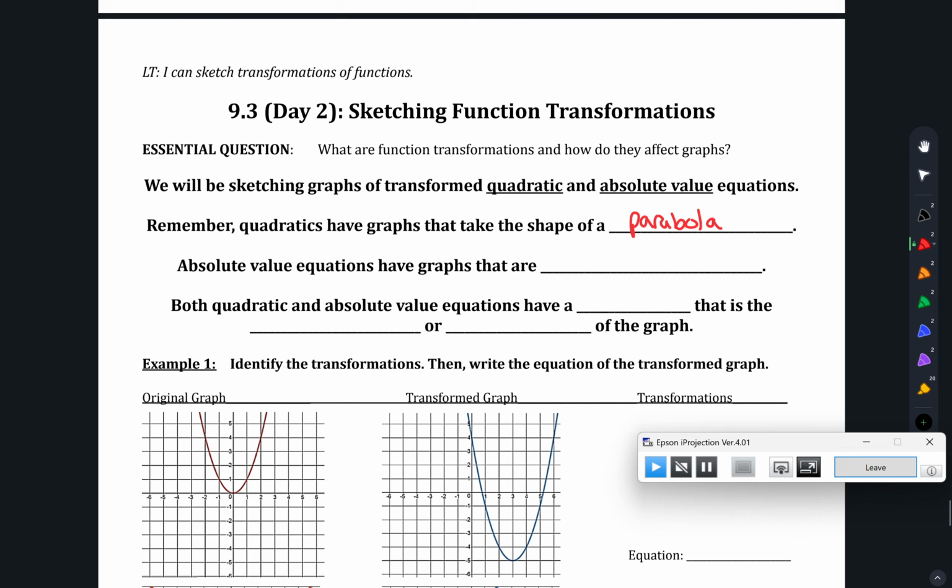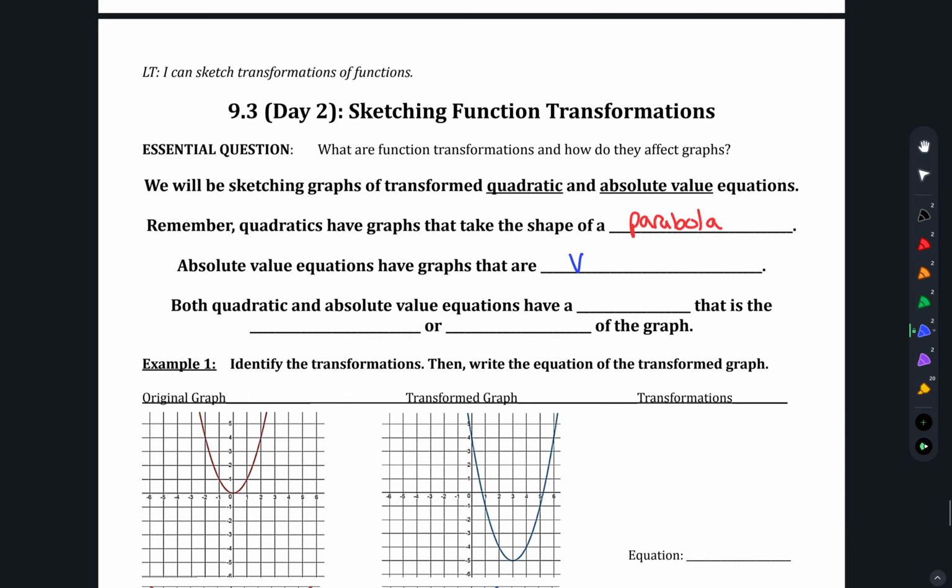And then absolute value equations have graphs that we call V-shaped. Both quadratic and absolute value equations have a vertex. It is either the maximum or the minimum value on the graph.